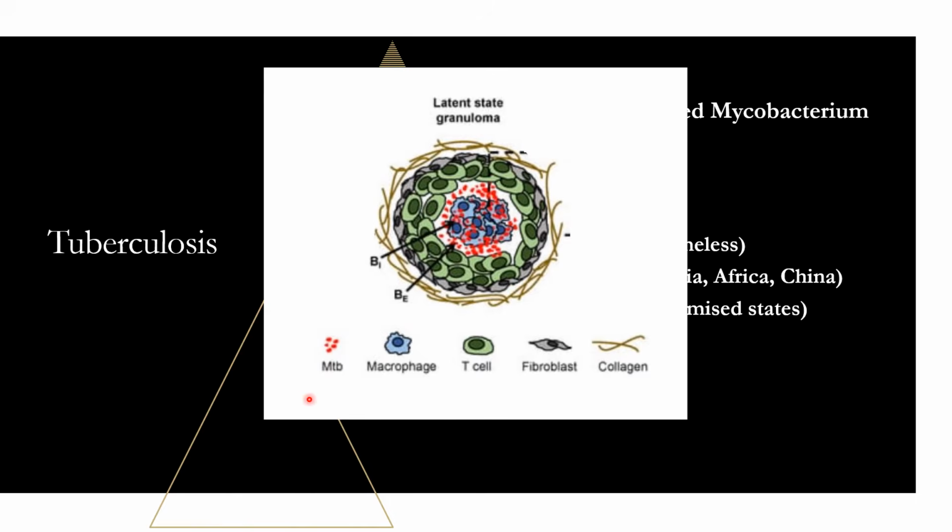So let's take a look at what this actually looks like. So you can see MTB is Mycobacterium tuberculosis. So that's inside of this granuloma that formed. The macrophages are in here. You have your fibroblasts surrounding it.